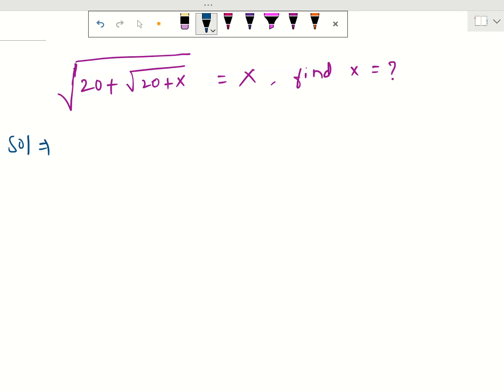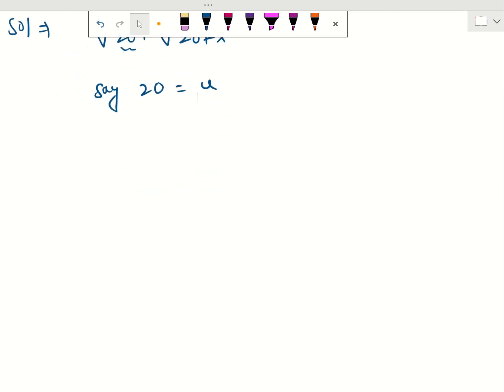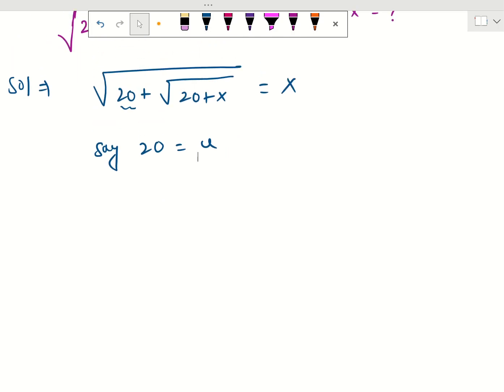So first we can write what is given: square root of 20 plus square root of 20 plus x is equal to x, right? And now the term 20, let us say it is equal to u. Then we can write this equation: square root of u plus square root of u plus x is equal to x, right?